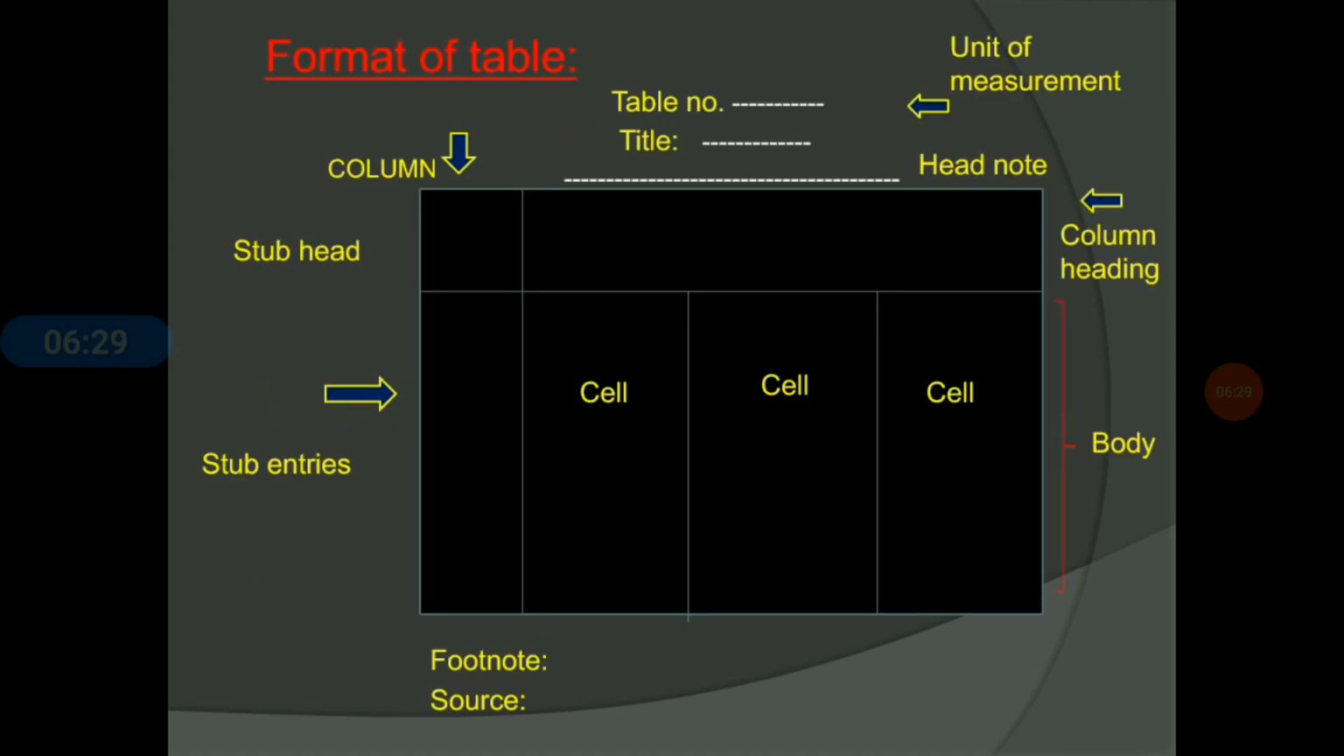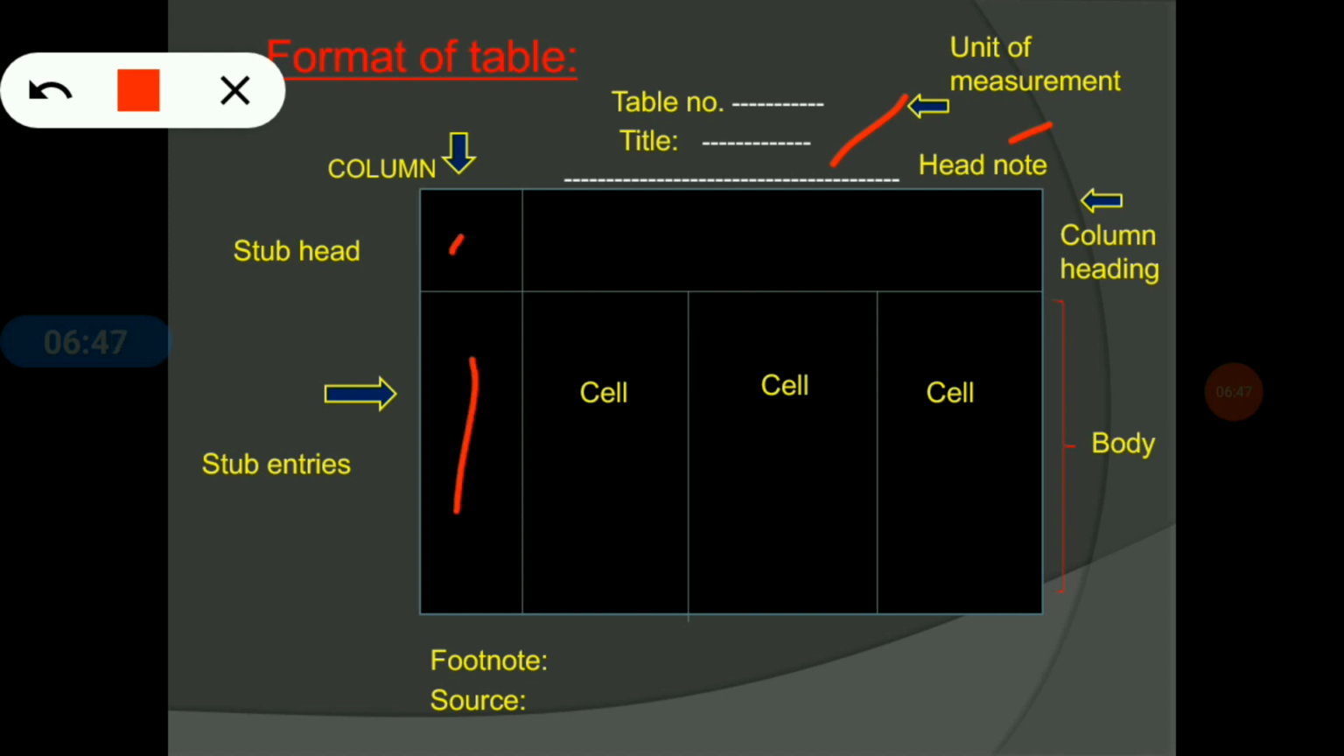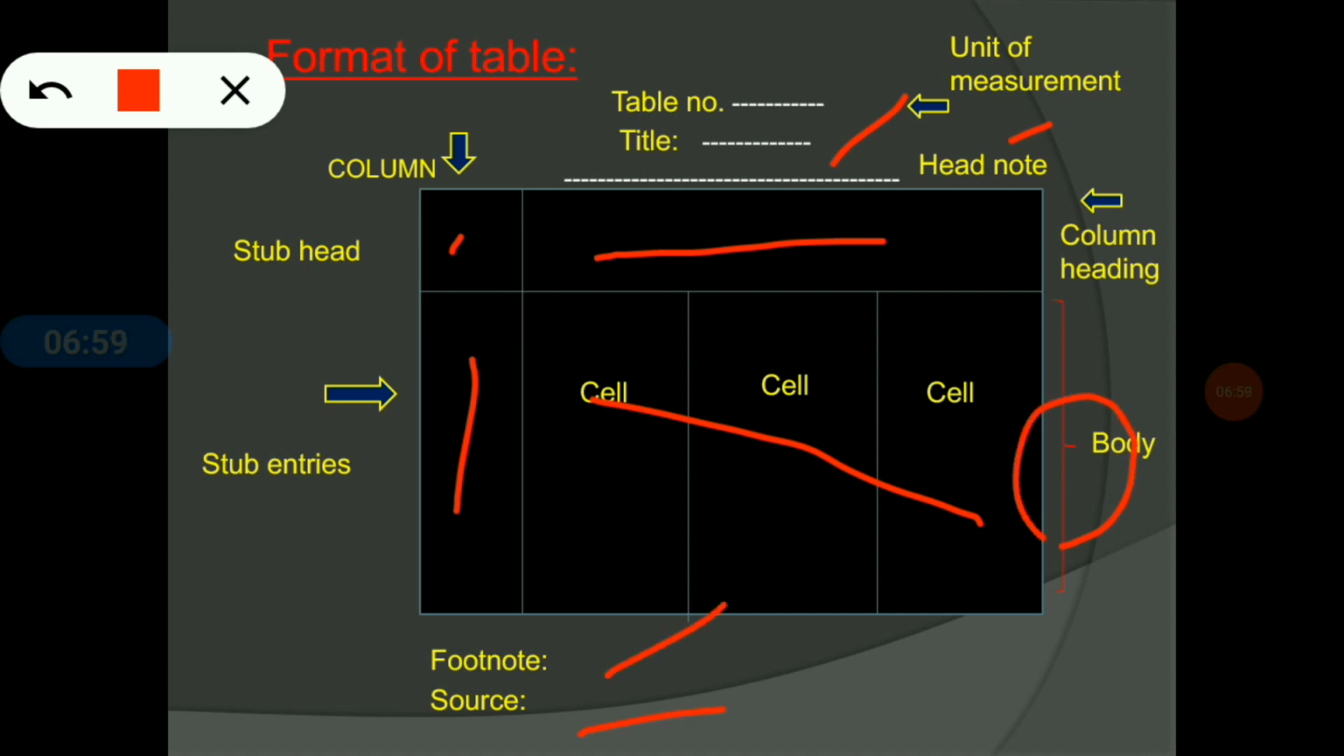Here we can see the format of a table, and here the table is presented diagrammatically. So we can see the table number, the title, unit of measurements, column. This is a row heading, this is a row element, this is a column heading, and these are the column elements. The column elements are basically known as the body. Clear? And this is the footnote and source part. I think it is clear what a table is, why we are using the table, and what the format of a table is. Clear? So now go to the next slide.